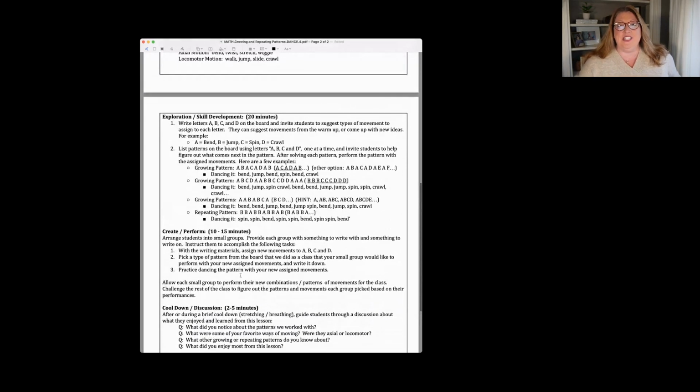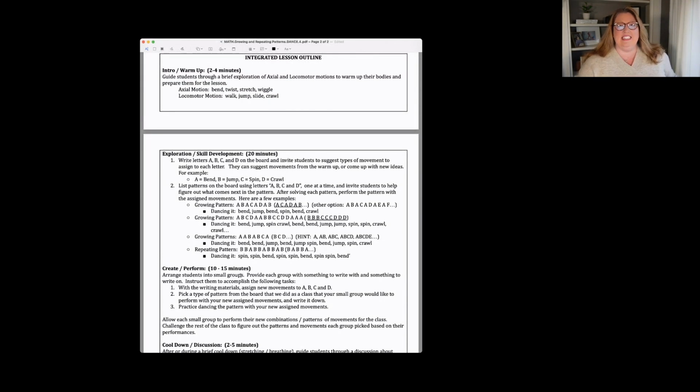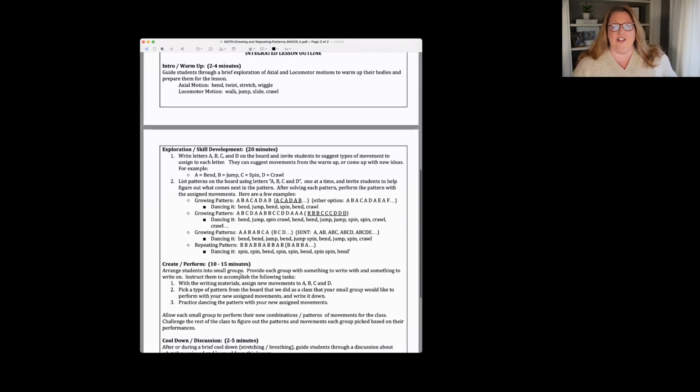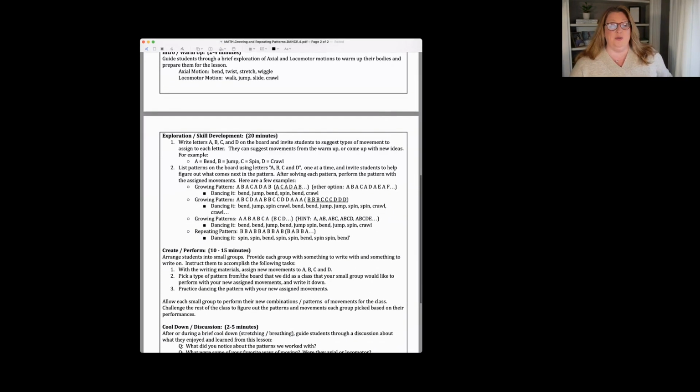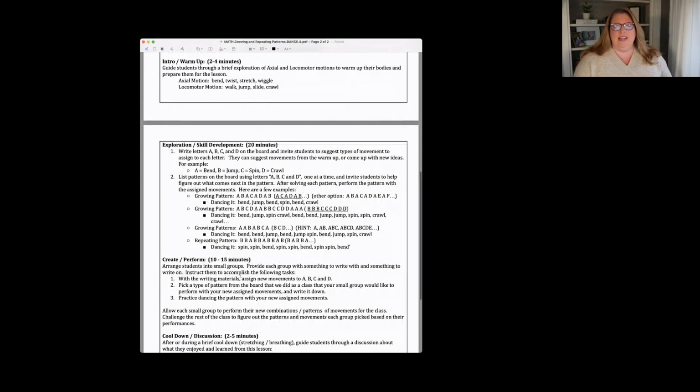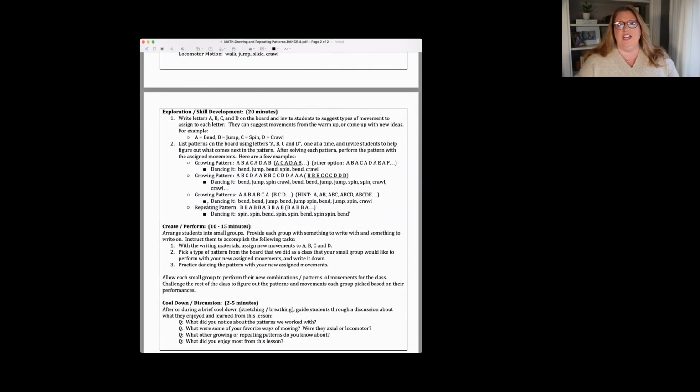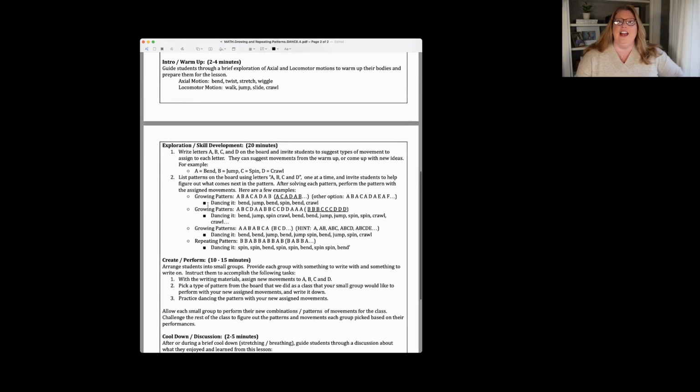So there's some language in here that is artistic language, like intro, exploration, create, and cool down. That's very much a dance language, but also could be working with math, like skill development, discussion. We have interchangeable language that can work in each area so that we can identify how is this transitioning. Remember that area of the look fors that we're looking to see, is there a seamless transition happening?